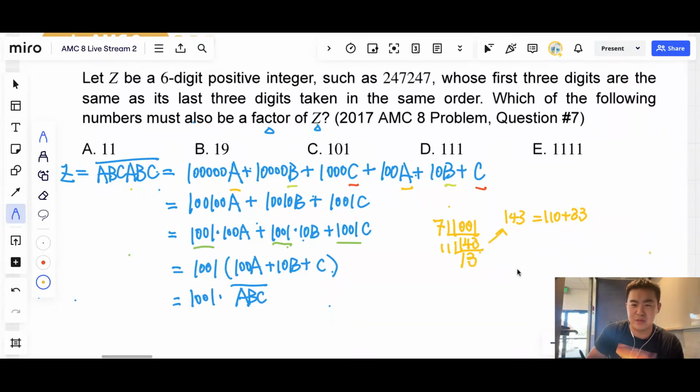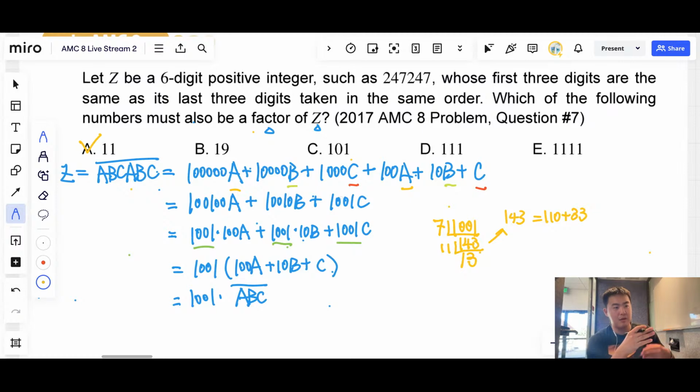19, okay, 19 doesn't appear in the list of 7, 11, 13. So 19 is crossed out. 101, it doesn't appear as one of these three numbers. And same thing for option D and E. So clearly, we should choose option A, okay?